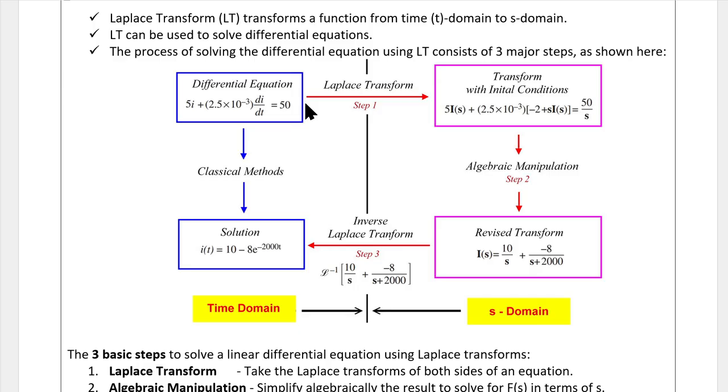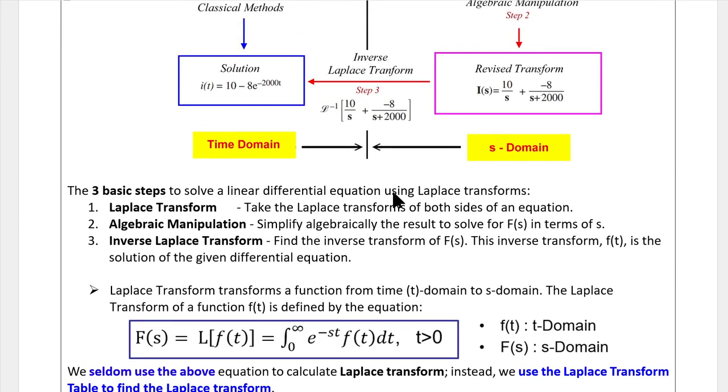The alternative way is to use Laplace transform. We can use Laplace transform to transform it to an S domain function, and then we use algebraic manipulation to get a revised transform. We just find this in terms of s, and then we do inverse Laplace transform to get the solutions. Even though it involves 3 steps over here, all these 3 steps are actually very simple steps. So this is much easier to do compared to this one difficult step. So that is why we use Laplace transform to solve differential equations.